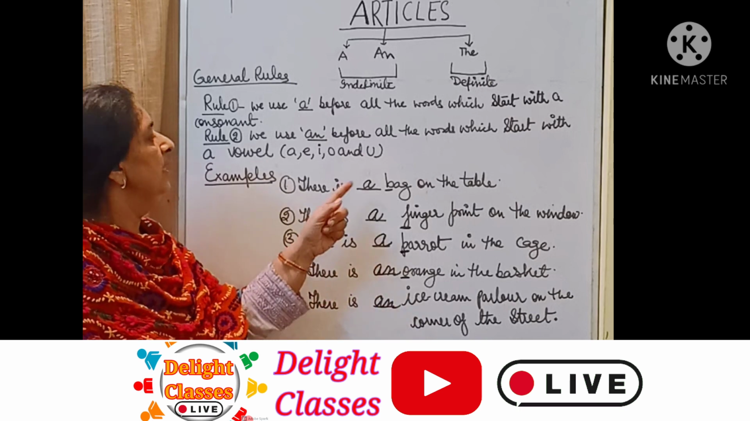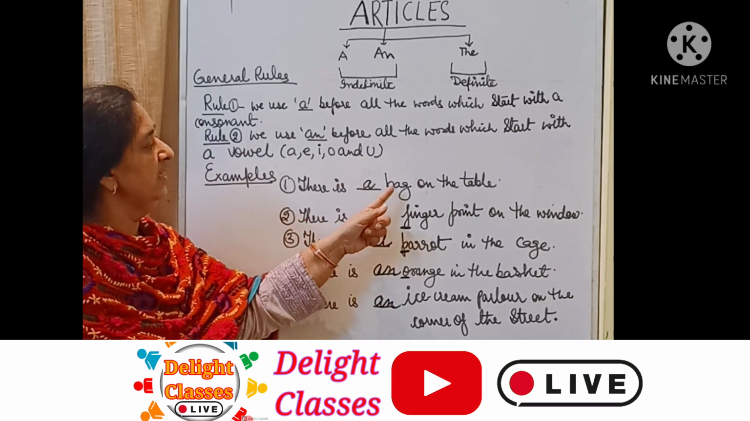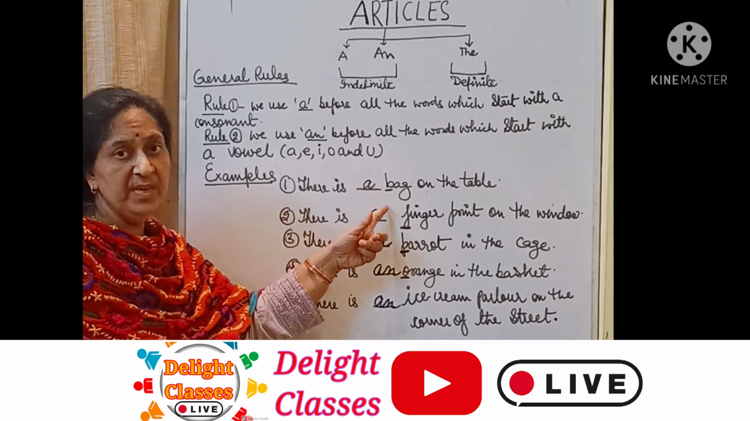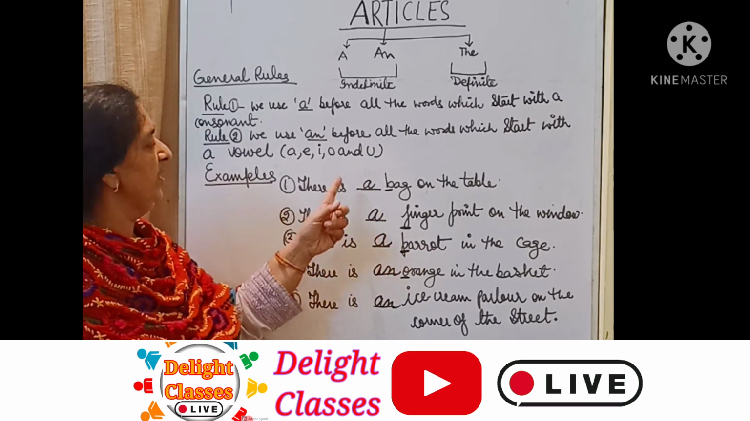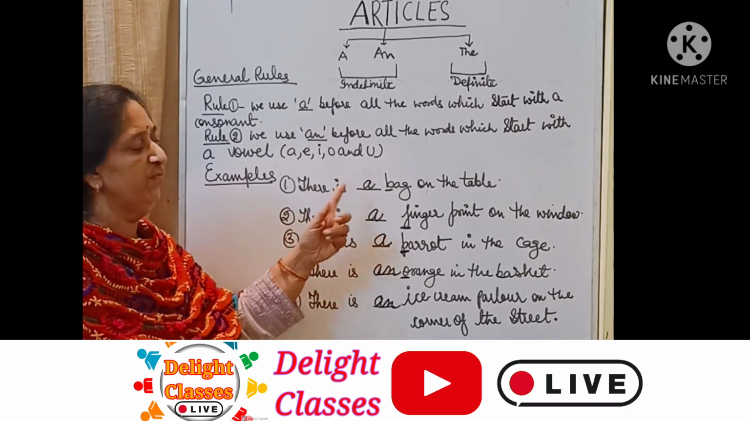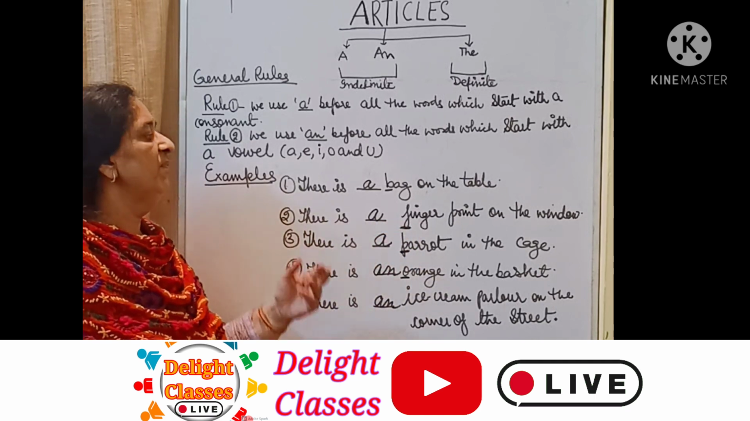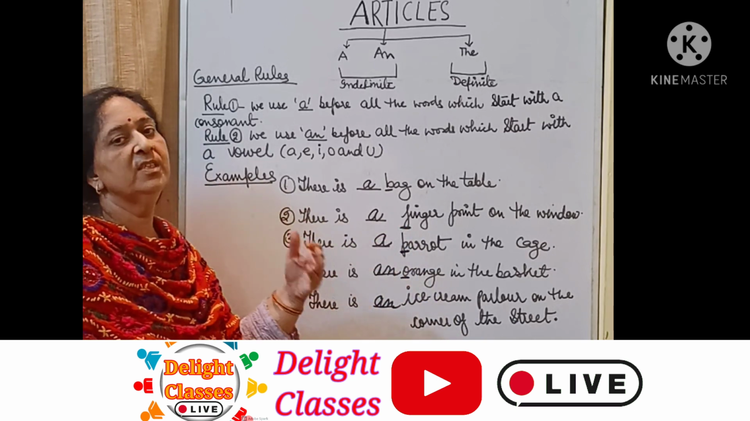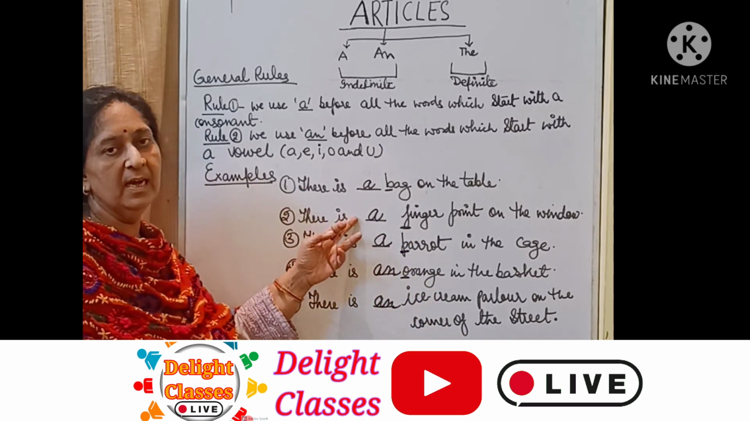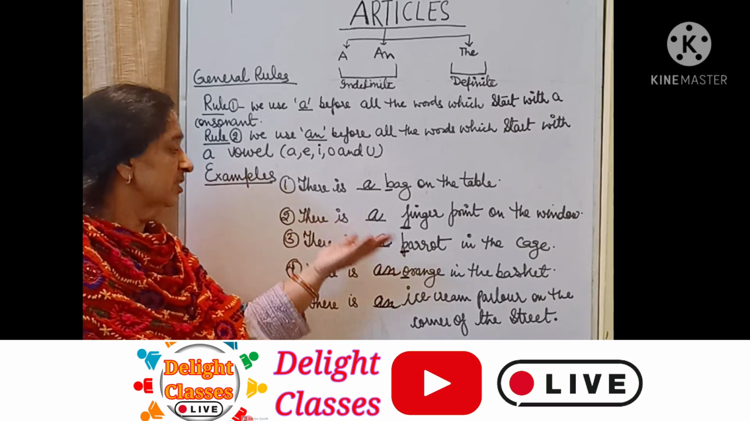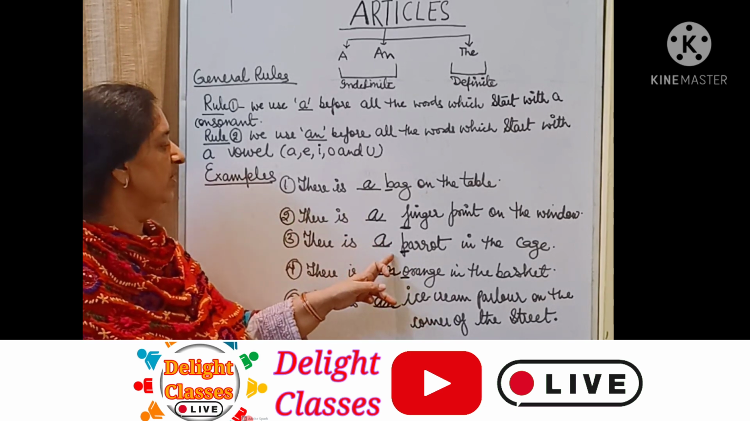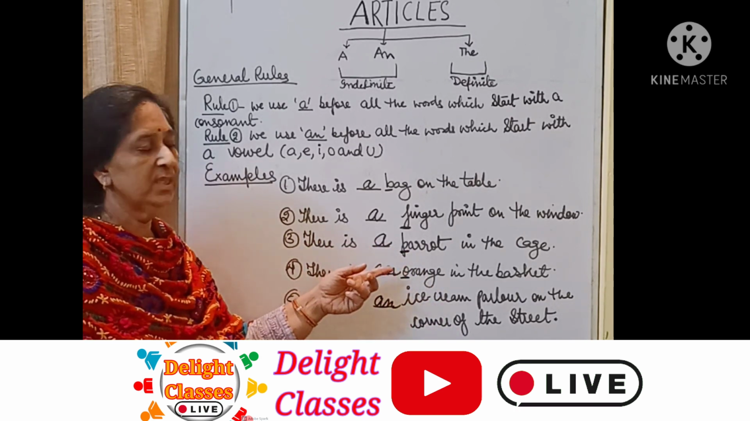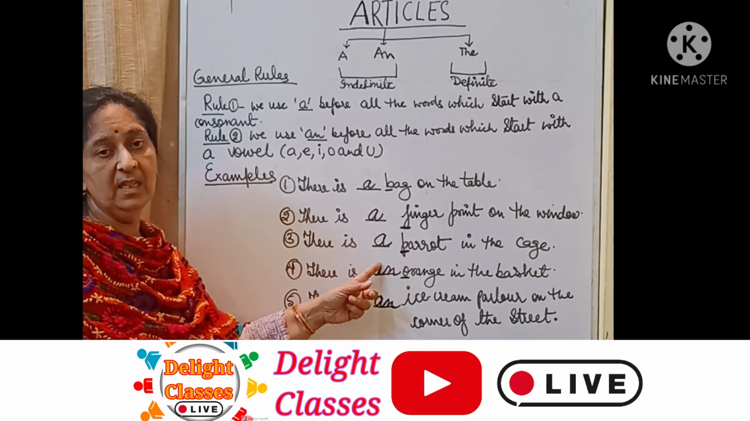तो फर्स्ट वर्ड आफ्टर द ब्लैंक इज बैग एंड द फर्स्ट लेटर, ध्यान देना, first letter is B and B is a consonant, so we are going to put the article A before it. In the second example, first word after the blank is finger and finger is starting with F, which is also a consonant, so we are going to put the article A before it. Third example, we have the word after the blank is parrot. Parrot is starting with P, which is a consonant, so we are going to fill the article A in the blank.